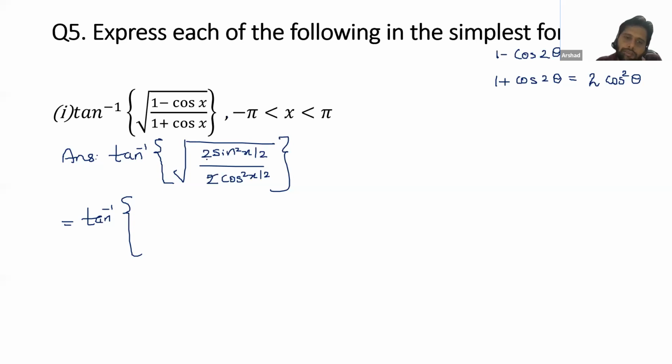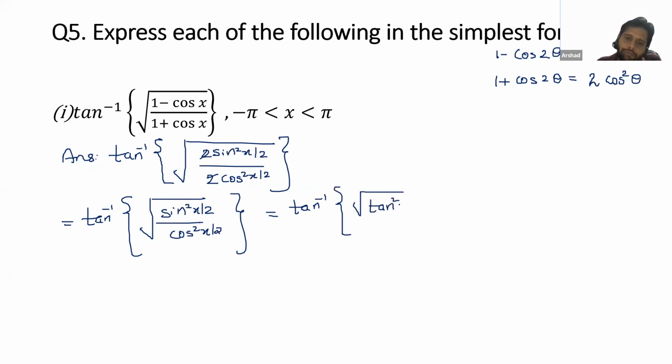Inside this bracket, this 2 will cancel out. So you will get sine square by cos square x by 2. Tan inverse, and here sine square by cos square is under root of tan square x by 2. So you will get tan inverse of tan x by 2. Finally you will get x by 2 here. This is the final answer.